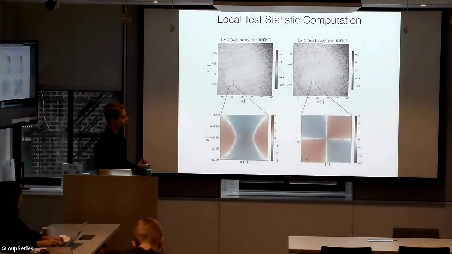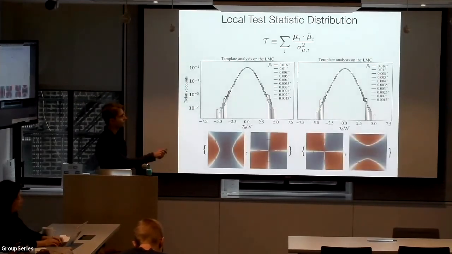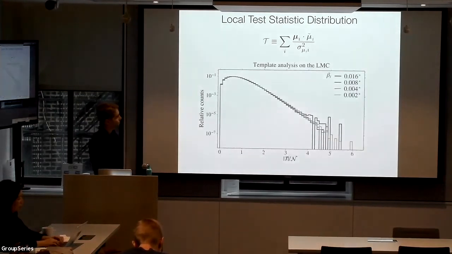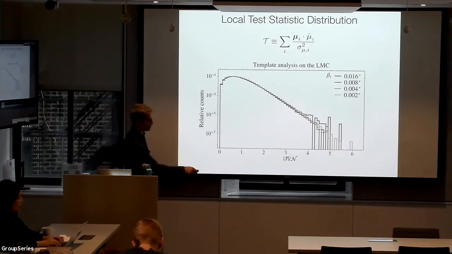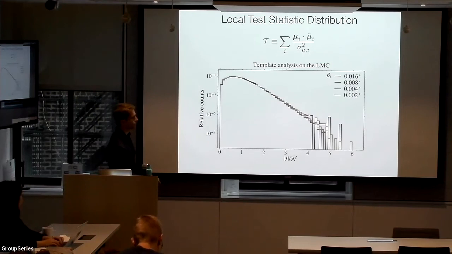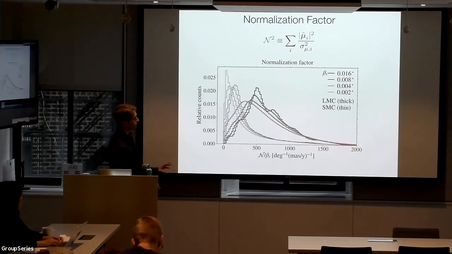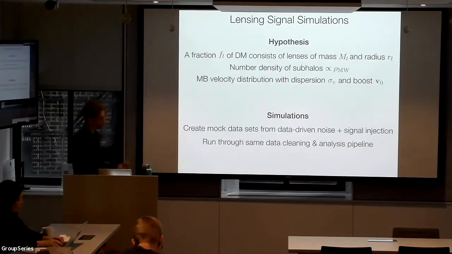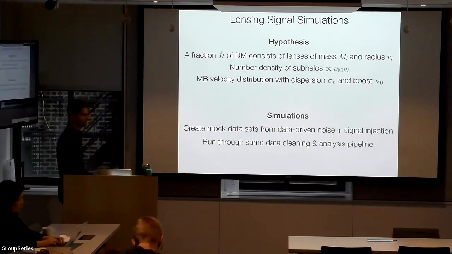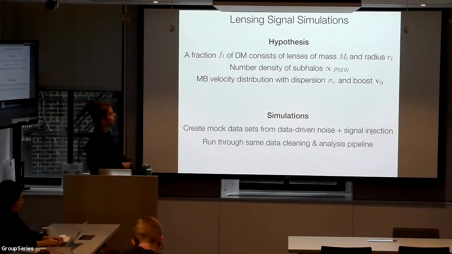Okay, so we compute the template in every location. We have our local test statistic distribution. This is what the magnitude looks like. It's the same as before, just compute the magnitude of both components in quadrature. This is the normalization factor. It's not so important.